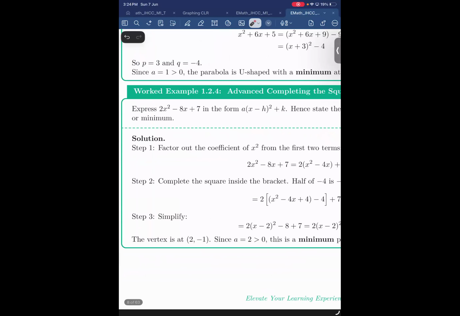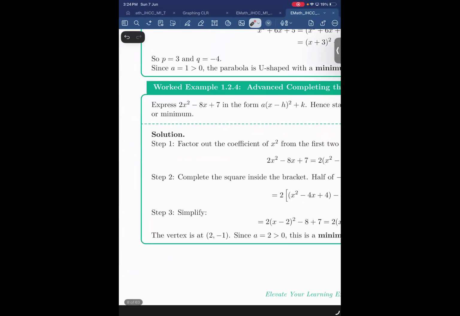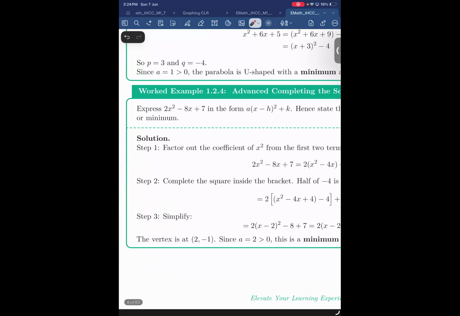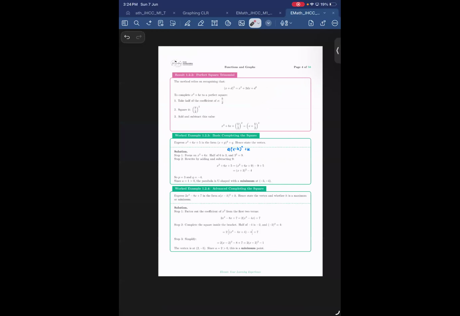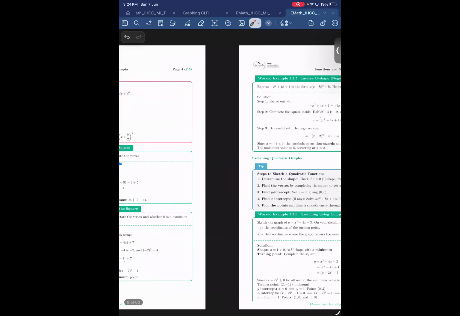And then whether this is a minimum or maximum point, you look at the number in front here. So here is 2. 2 is more than 0, so it's maximum or minimum. Then we look at one last example.